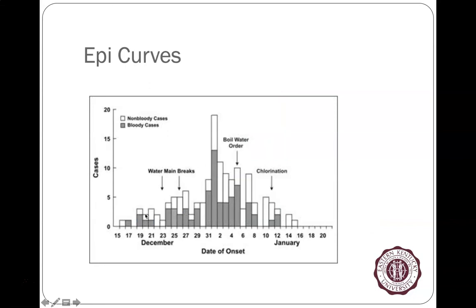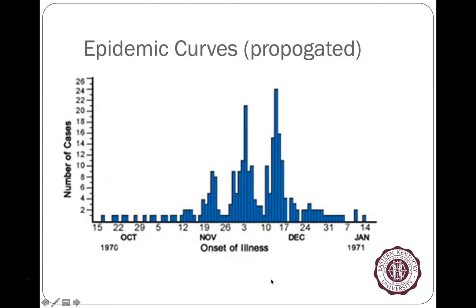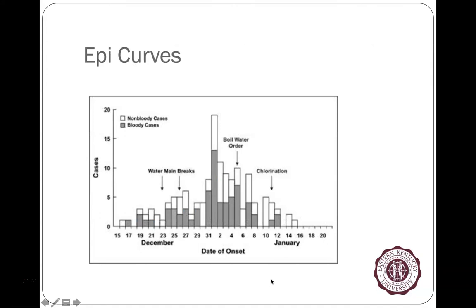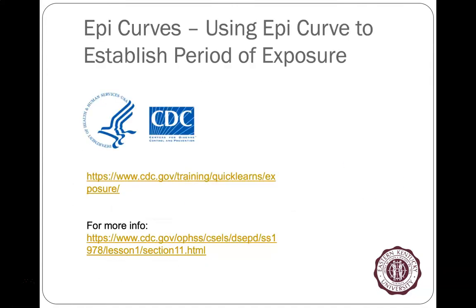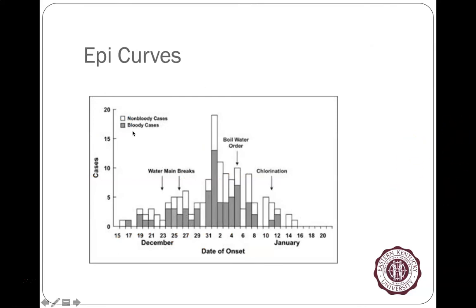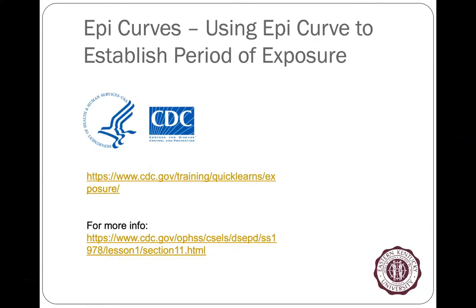This is kind of a single source outbreak. The water main breaks, people get sick, it's starting to decline already, but the boil water advisory is issued, and chlorination is stepped up, and then people stop getting sick and the outbreak's over. So that's single source. Cluster outbreaks are much harder to deal with. You would see a lot more noise, up and down, up and down, up and down.